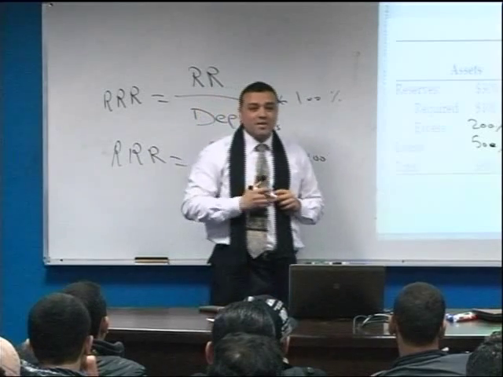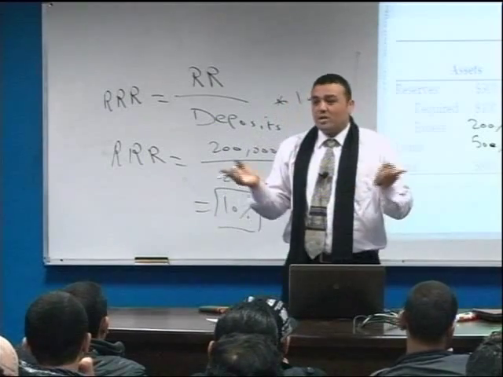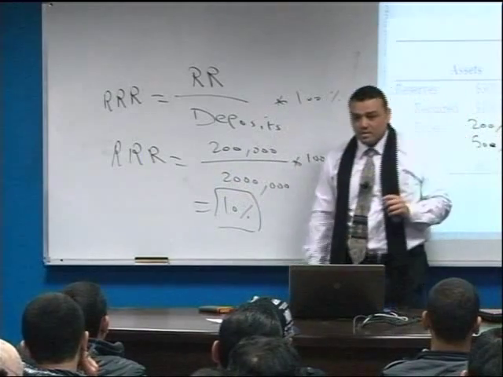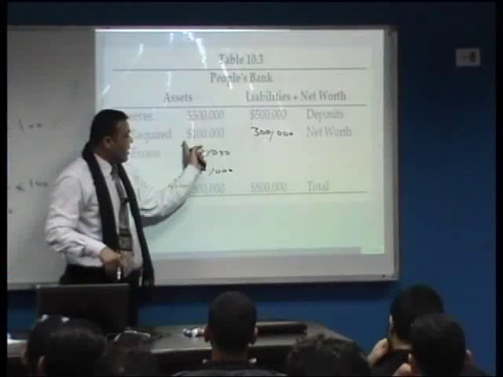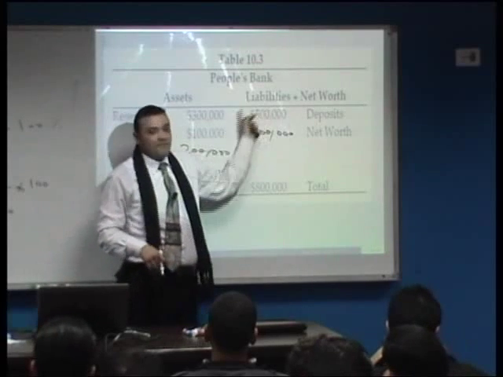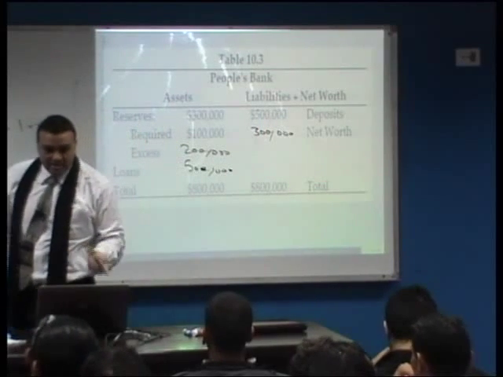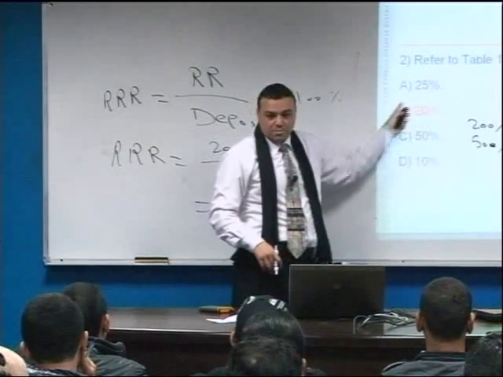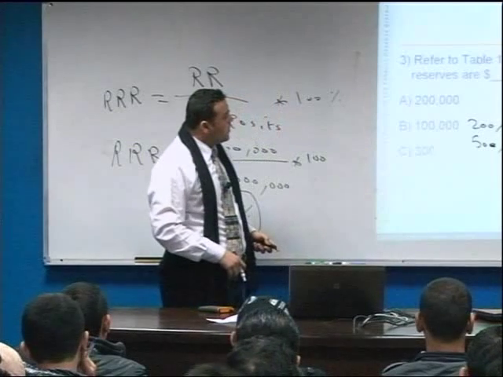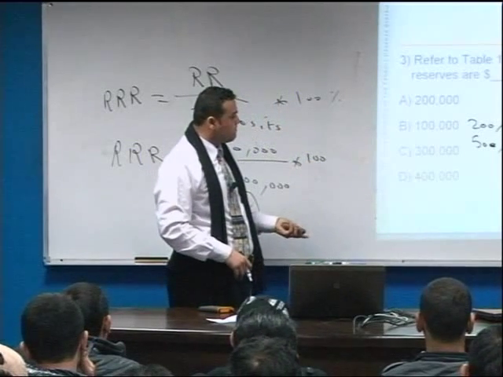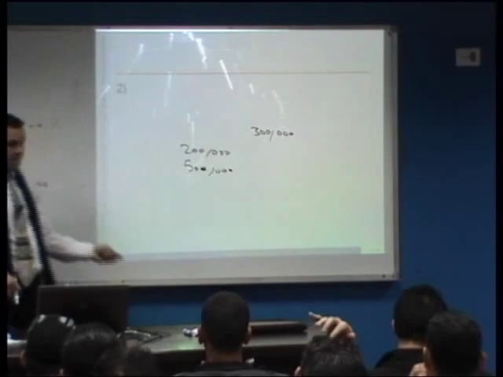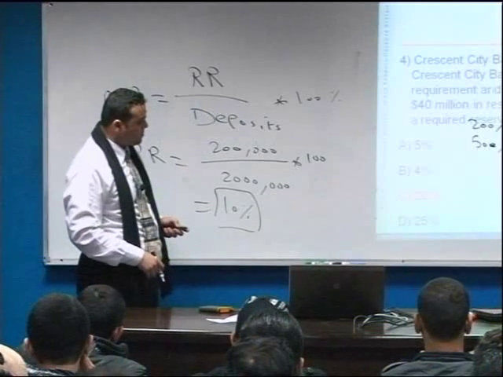So how much is the required reserve ratio? The required reserve ratio equals the required reserve over deposits. How much? 100,000 over $500,000, which is 20%. So the required reserve ratio equals 20%. What else? The excess reserve equals how much? Exactly 200, it's already calculated. Loans are 500 with net worth 300. These are the answers.